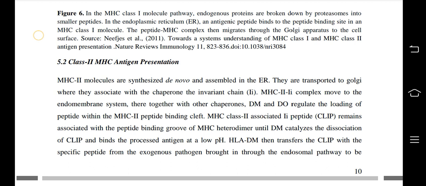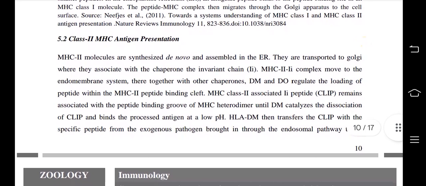Then class 2 MHC antigen presentation. MHC2 molecules are synthesized de novo and assembled in the ER. They are transported to the Golgi where they associate with the chaperone invariant chain. The MHC2 Li complex moves to the endomembrane system where, together with other chaperones DM and DO, they regulate the loading of peptide within the MHC2 peptide binding cleft.